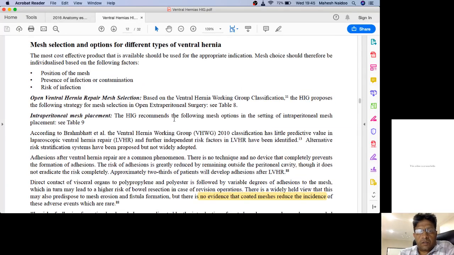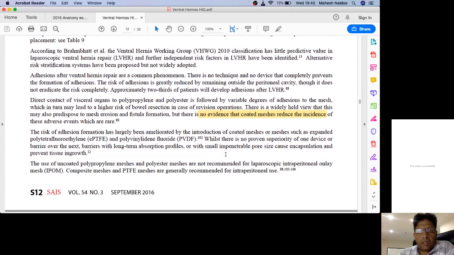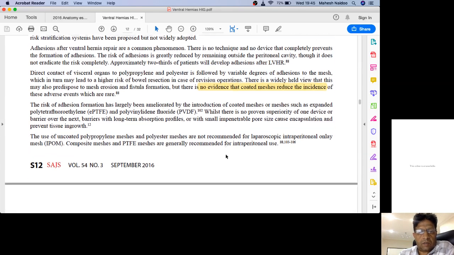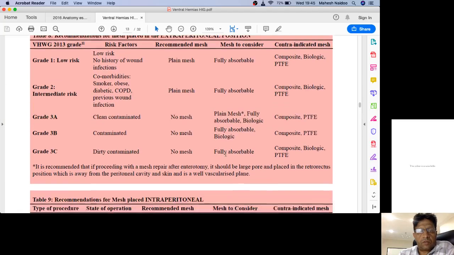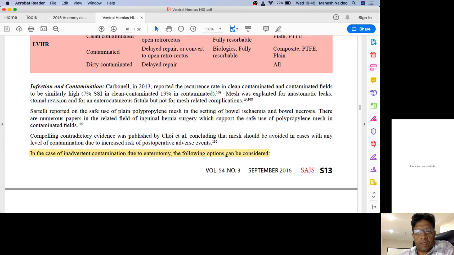Then there's the issue of coated meshes versus the plain polypropylene mesh. The current recommendation is that we shouldn't be putting polypropylene intraperitoneally. If you want to put a mesh into the peritoneal cavity against the bowel, it needs to be a coated mesh. There's a whole lot of modern variations and differences in the coating. The current latest meshes have individual strands of the mesh being coated.